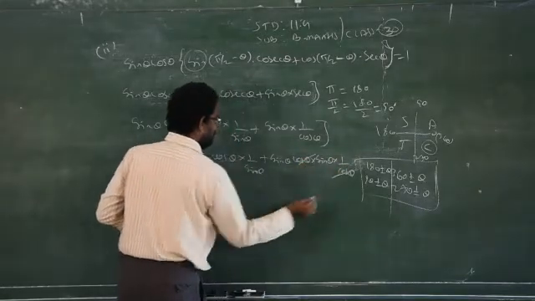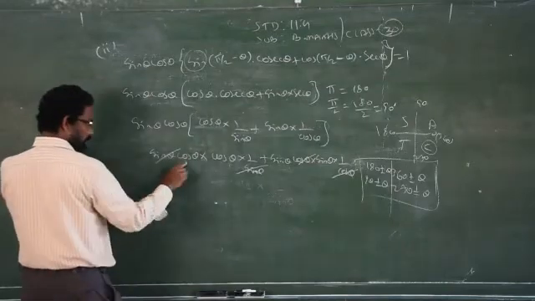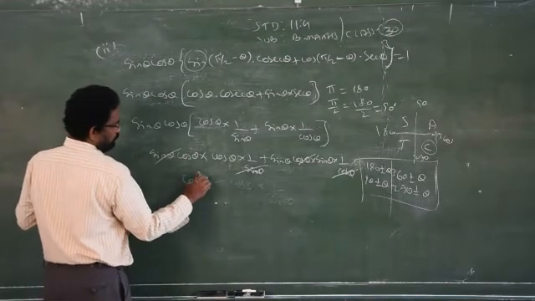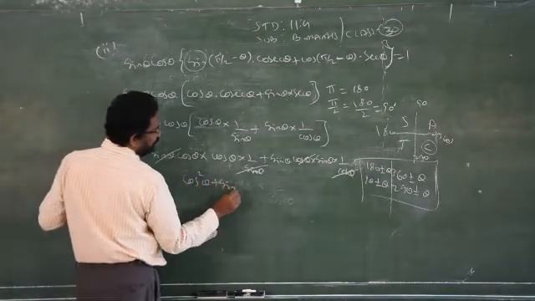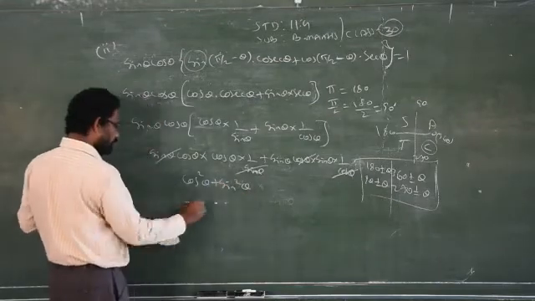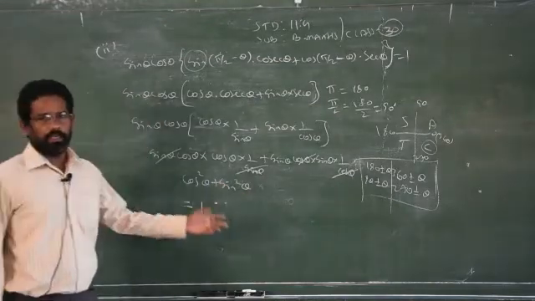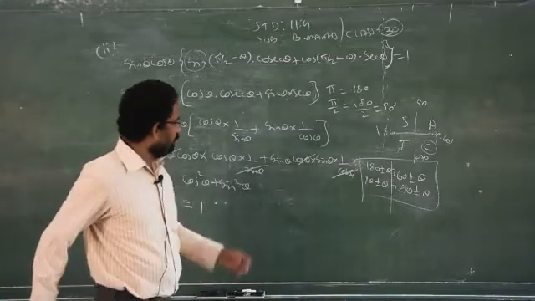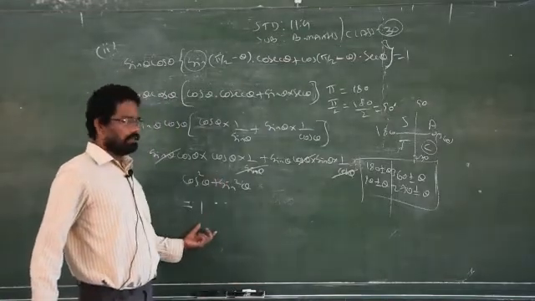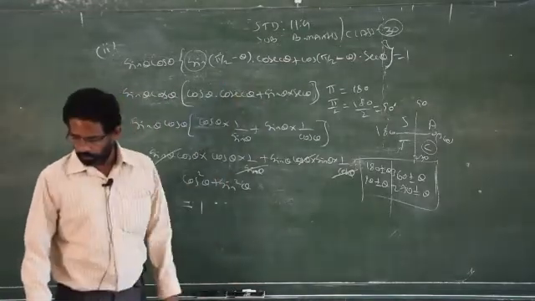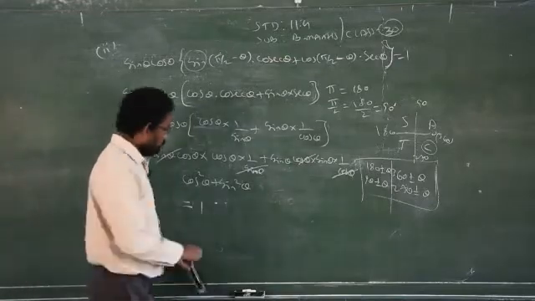Cos into cos theta, cos square theta, plus sin theta into sin theta, sin square theta. This is nothing but what? An identity. You studied this already in 9th standard. Sin square theta plus cos square theta, or cos square theta plus sin square theta, will always be 1. Hence proved.